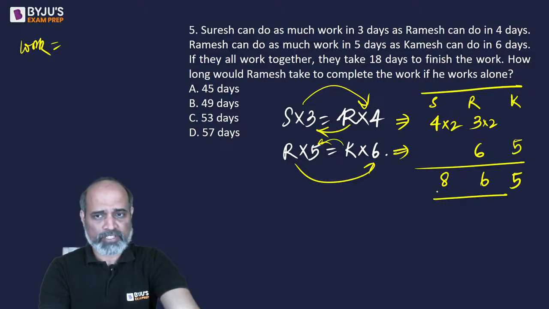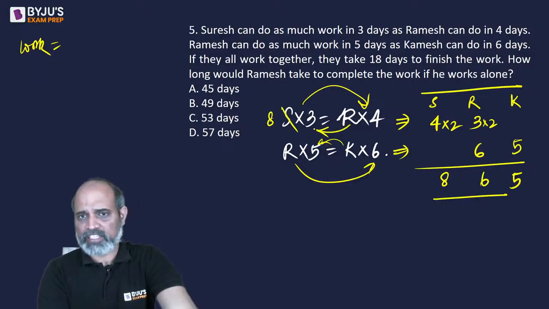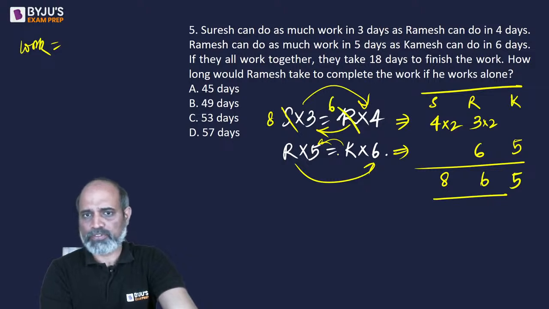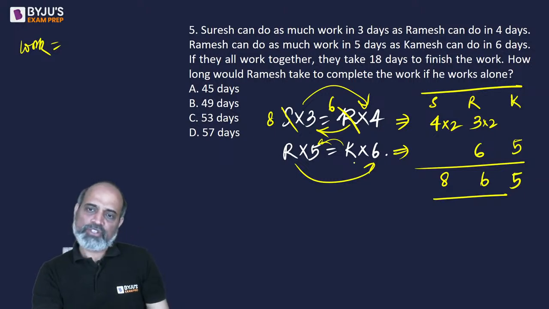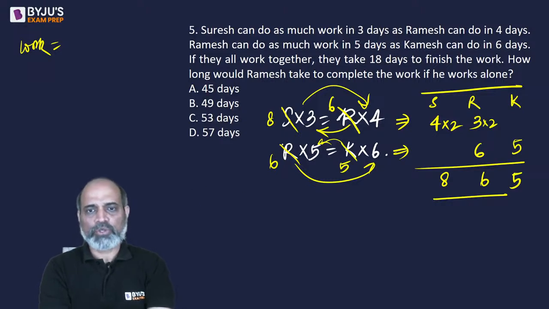These all are efficiencies. So we can say that Suresh does 8 units in 3 days, Ramesh 6 units in 4 days, right? Kamesh. Ramesh 6 units and Kamesh 5 units, right? So the total work we can say is 120.